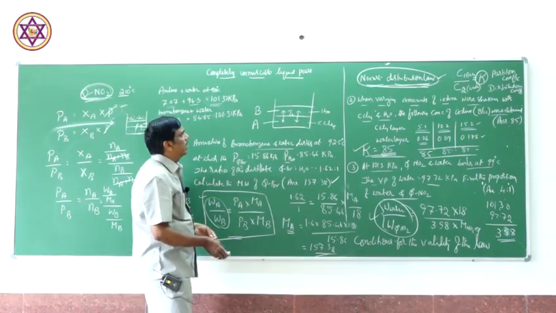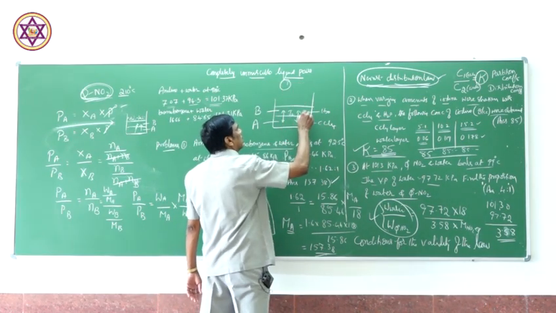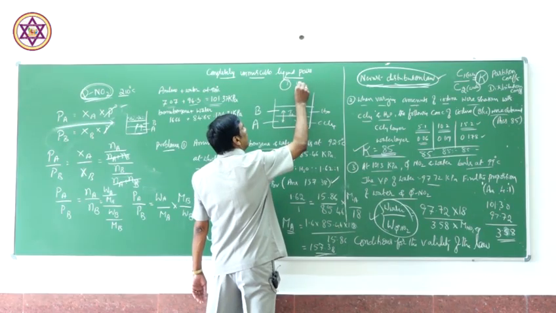So these are the conditions for immiscible liquids to obey Nernst distribution law. Three conditions. First condition is the liquids must be completely immiscible.